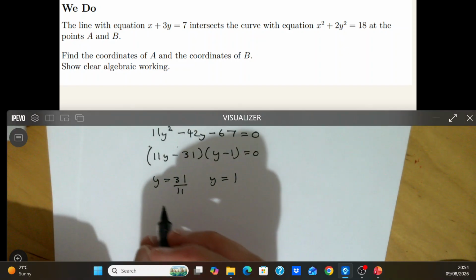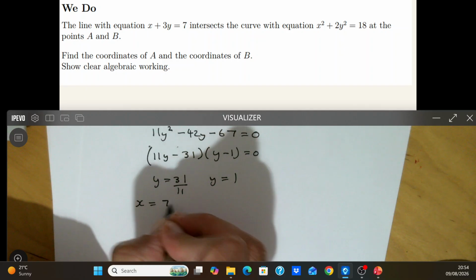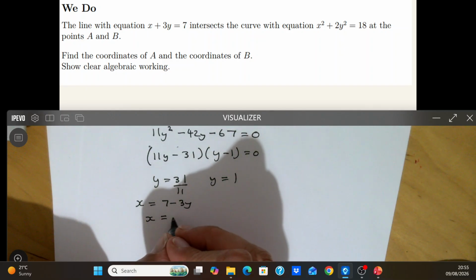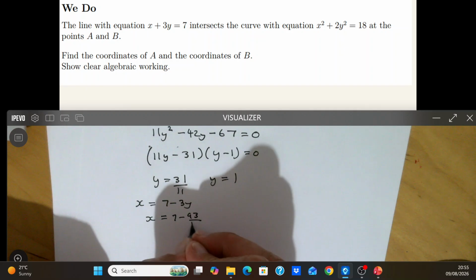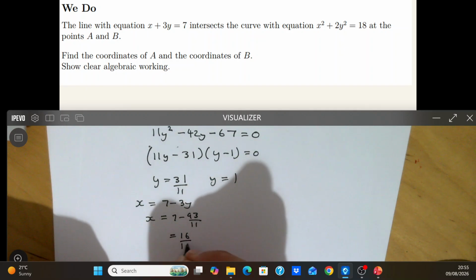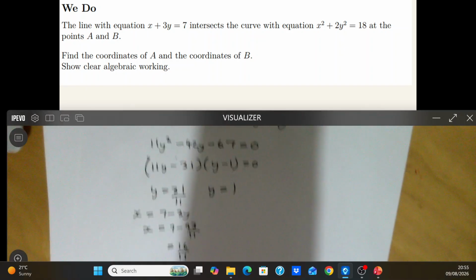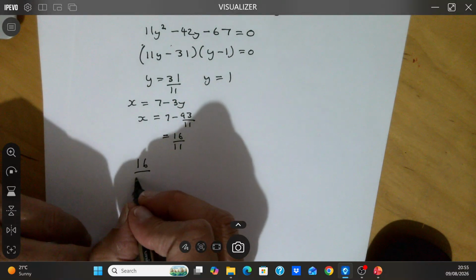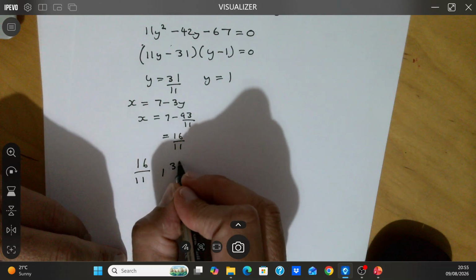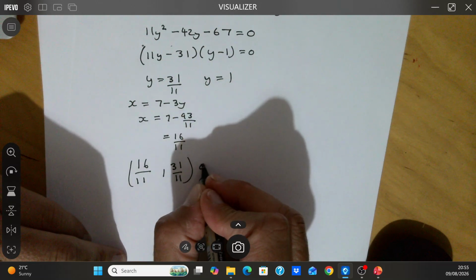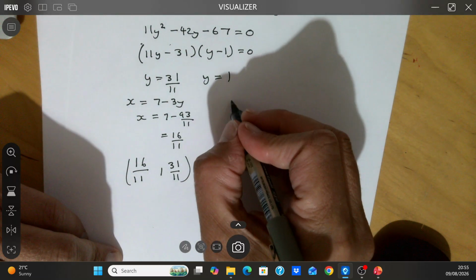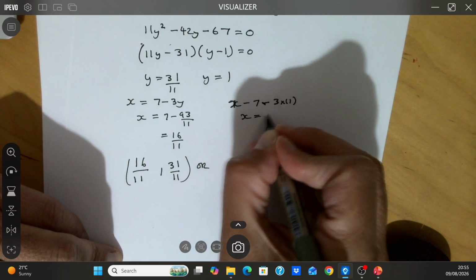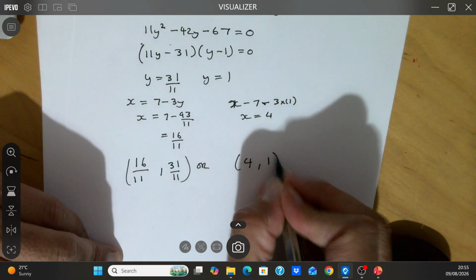So working out x, because x equals 7 minus 3y. So x equals 7 minus 93 over 11, which equals 16 over 11. So we've got one set, which is 16 over 11, 31 over 11. Or when y equals 1, x equals 7 take 3 times 1, which gives x equals 4. So you've got x equals 4 and y equals 1.